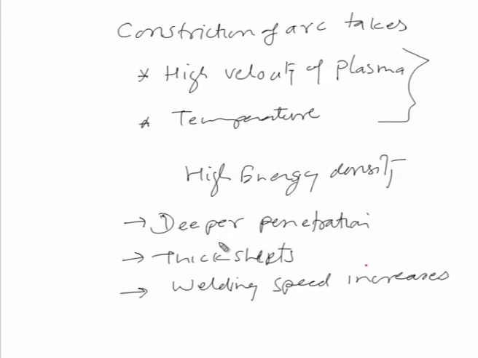So, these are the advantages obtained when the high velocity plasma at high temperature is directed onto the base material for melting the faying surfaces. This causes deeper penetration into the base material and makes the plasma jet melt even thicker sheets, and fast melting results in welding at a higher speed. So, this is how the plasma works as compared to the tungsten inert gas welding process.